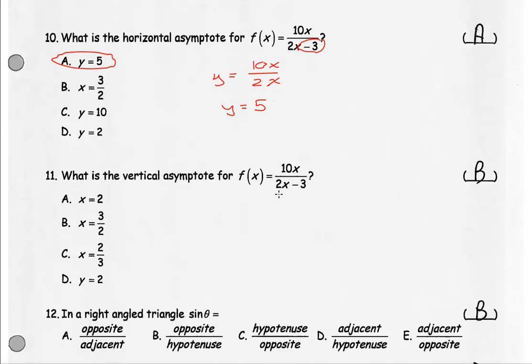To get the vertical asymptote for this, the vertical asymptote is really the same as that restriction from question number 9. And so for the vertical asymptote, you're basically looking for the restrictions. So you set the denominator equal to 0, and so you bring that 3 over, so 2x would equal 3, and after you divide out the 2, you get x equals 3/2. So 3/2 is the restriction for the domain, so it's the vertical asymptote. And so that's why B is the correct answer for number 11.